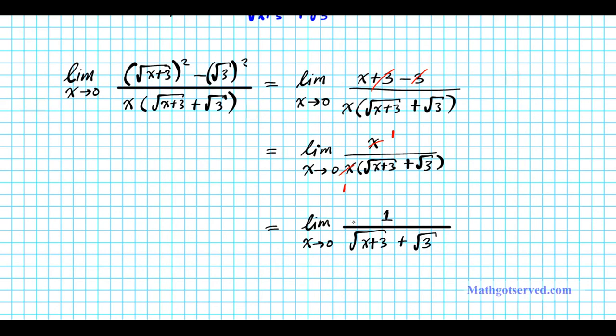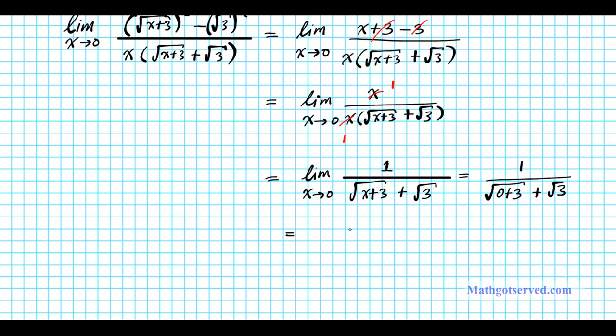Now we can evaluate this expression by substitution. We're going to plug in the 0 for the x's. So we have only one x. So this becomes 1 over the square root of 0 plus 3 plus the square root of 3. If you simplify that, you're going to have 1 over root 3 plus root 3, which equals 1 over 2 root 3.